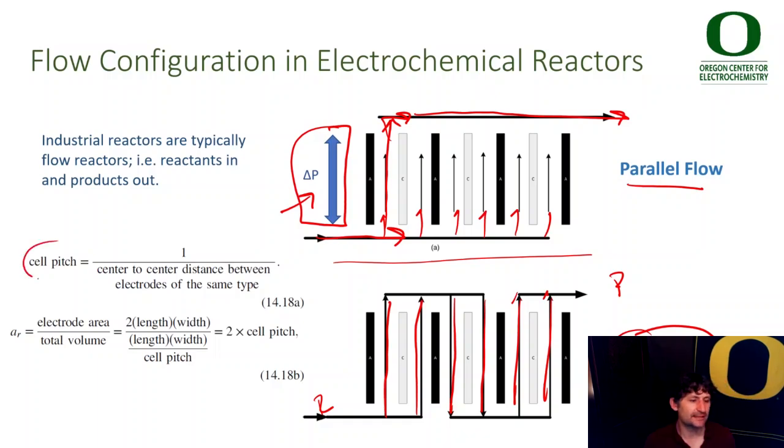We define things like the cell pitch as 1 over the center to center distance between electrodes of the same type. So for example, the distance between anodes, 1 over that distance would be the cell pitch. The term AR is the electrode area divided by the total volume of the cell. It's a similar parameter to the surface area per volume term we discussed in porous electrodes, except now we're talking about more macroscopic electrochemical reactors. You can work out that it's equal to 2 times the cell pitch in these types of geometries.